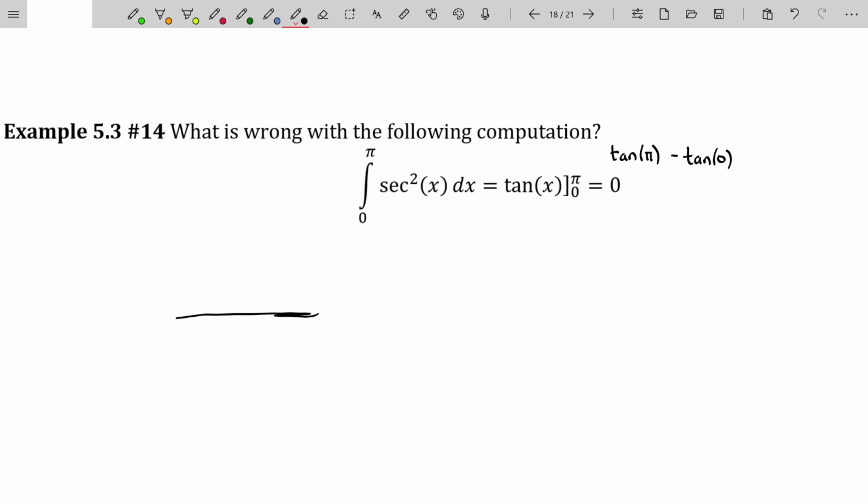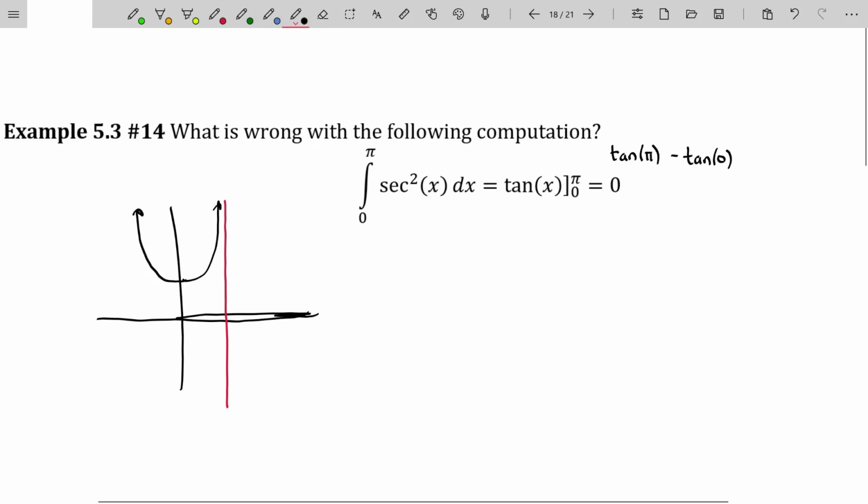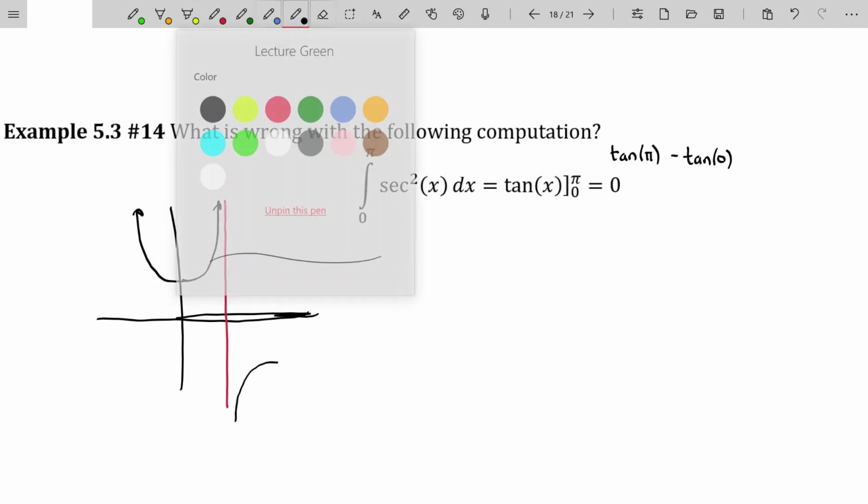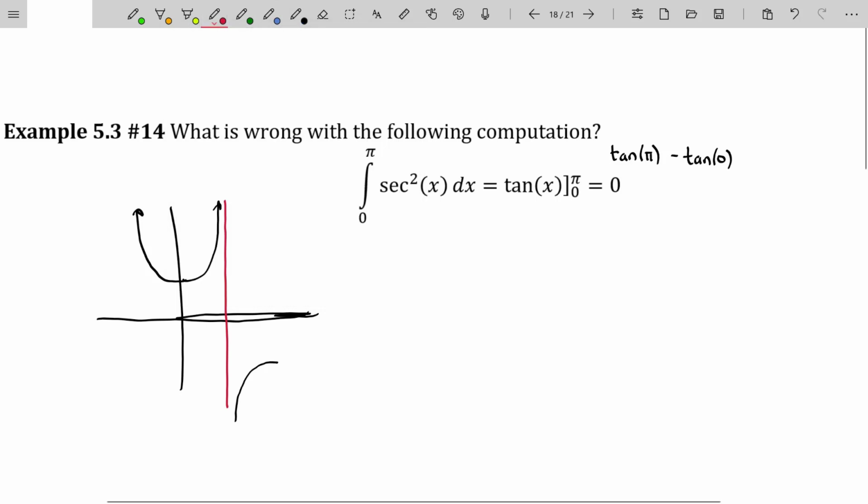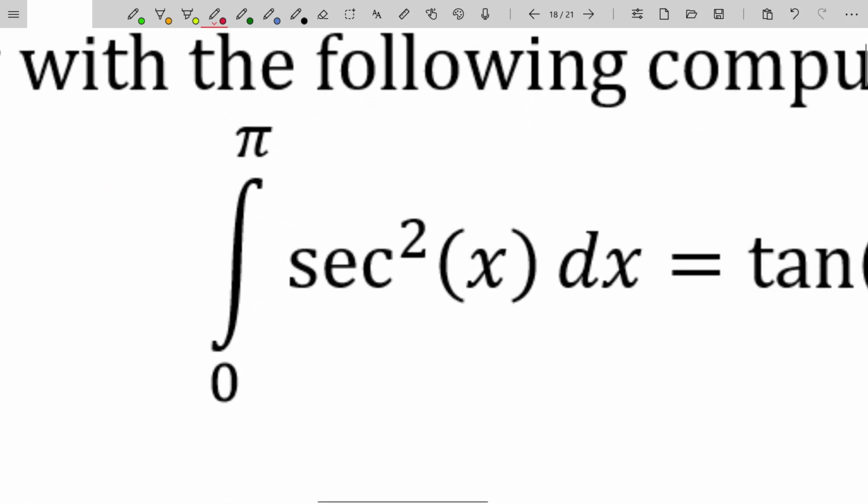We have a secant function. Secant functions look like this. Well, they're not that nice, but whatever. But they have vertical asymptotes. And the vertical asymptote on the interval that is in question occurs at pi over 2. At pi over 2, this function has a vertical asymptote. So the problem is that secant is not defined halfway through that interval.